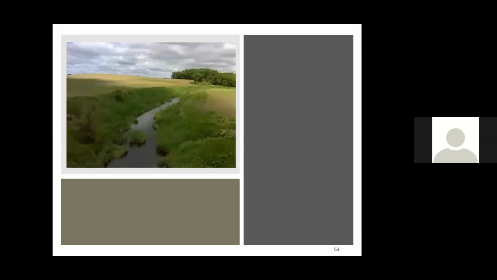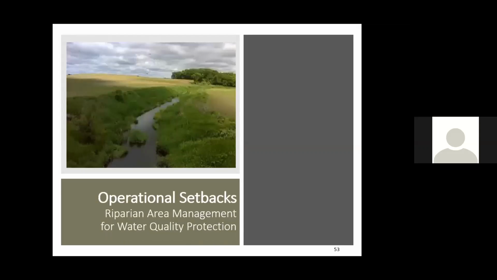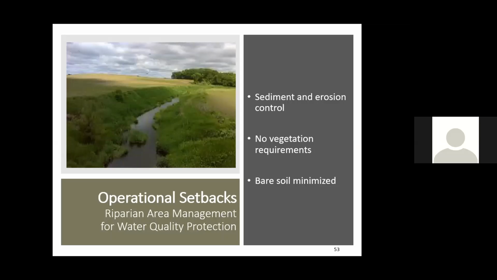So there's two types of setbacks in the order. The first is an operational setback. An operational setback is an area that's adjacent to a water body where certain activities like crop production, heavy equipment operation, chemical storage, or chemical applications are prohibited. An operational setback is primarily for sediment and erosion control. There's no vegetation requirements, but bare soil vulnerable to erosion needs to be minimized.